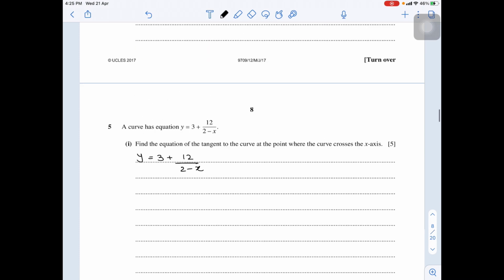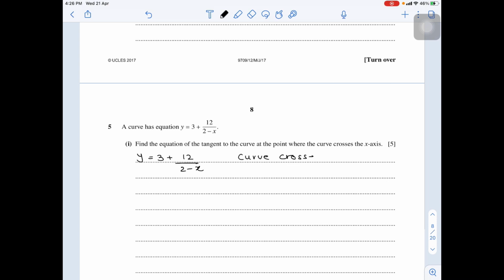Okay, let's try the first part first. Find the equation of the tangent to the curve at the point where the curve crosses the x-axis. All right. So I'm writing y equals 3 plus 12 over 2 minus x.